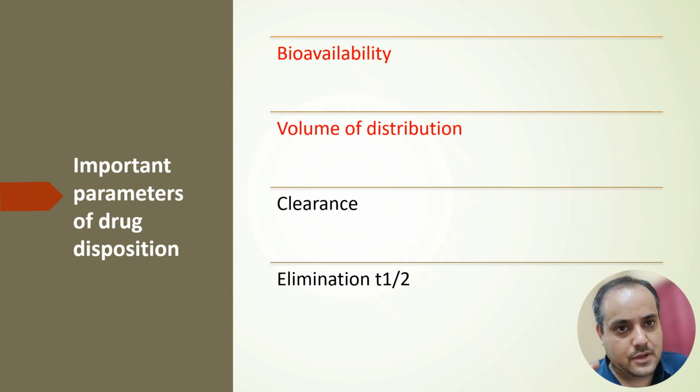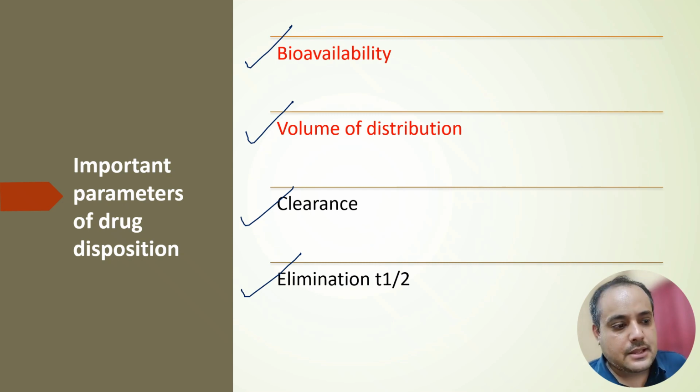Now moving on. What are the parameters that determine the disposition of the drug? There are 4 parameters. Okay. The first one is bioavailability of the drug. The second one is volume of distribution. The third one is clearance, and the fourth one is elimination T-half. Now students, we have already discussed bioavailability and the volume of distribution. The link for those videos will be given in the description box. Please check it out. Now the other two parts, the clearance and the elimination T half, we are going to take up in the next part of this lecture.